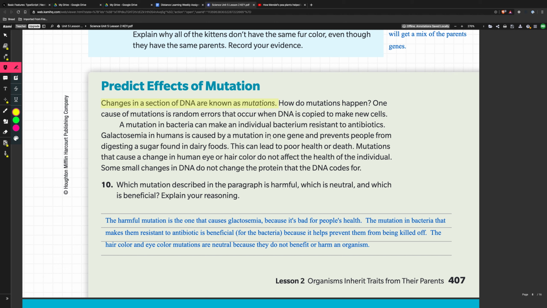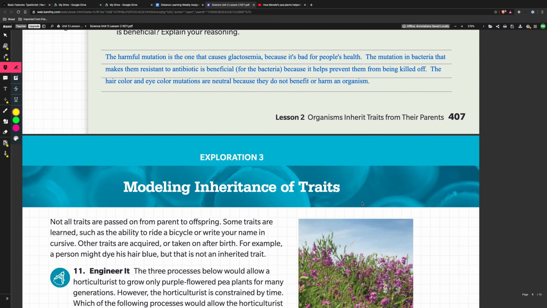Galactosemia in humans is a mutation that prevents people from digesting sugar. That's a harmful mutation because it would not be good for people's health if they can't digest sugar. And then mutations like eye color and hair color don't really affect people positively or negatively. So usually those would be considered to be neutral.